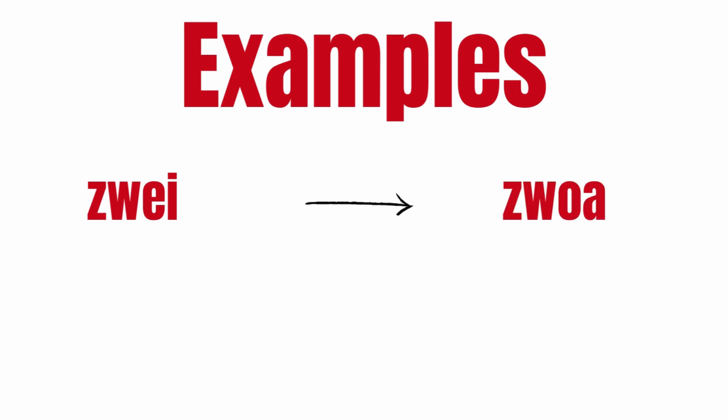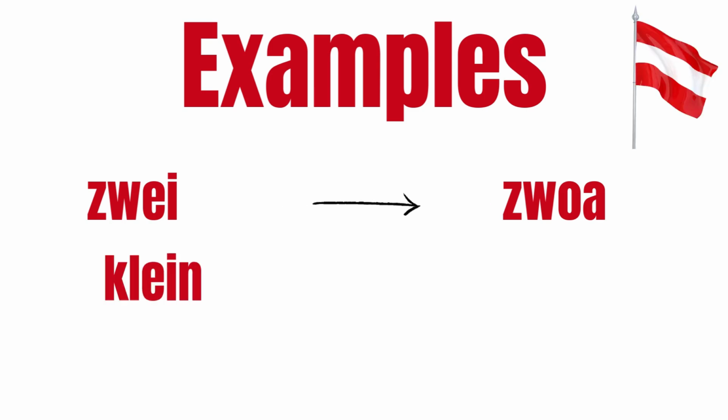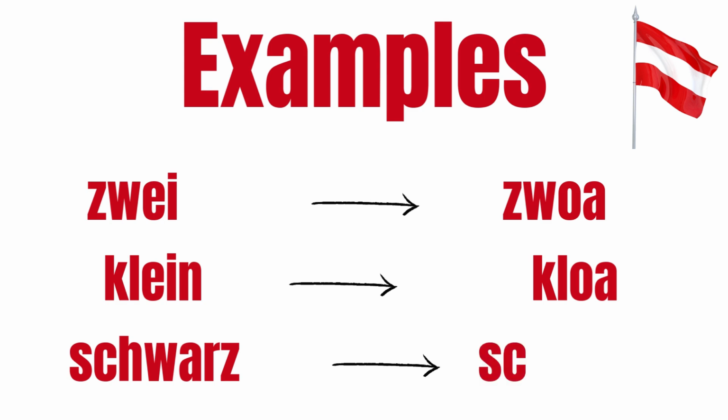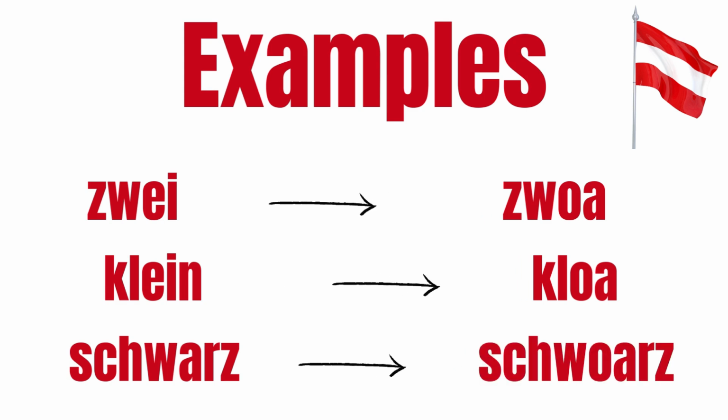Some examples will make it easier. Zwei, which is two, becomes zwei. Klein, which means small, becomes klein. Schwarz, which is black in English, becomes schwarz. For example, the Sturm Graz fans call themselves die Schwarzen.